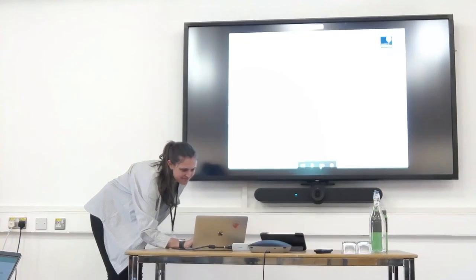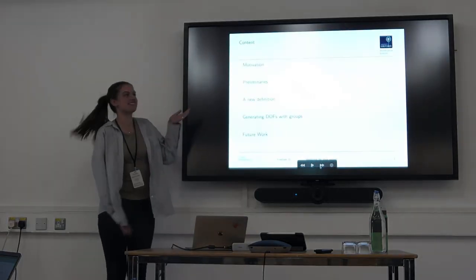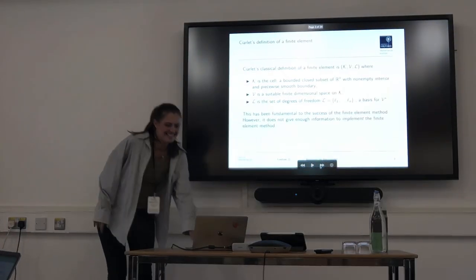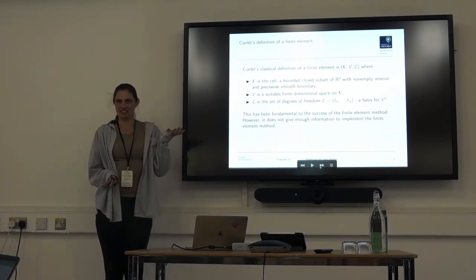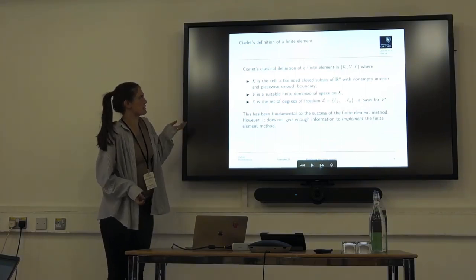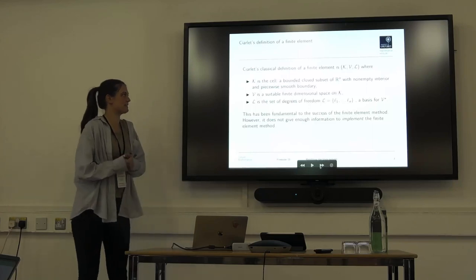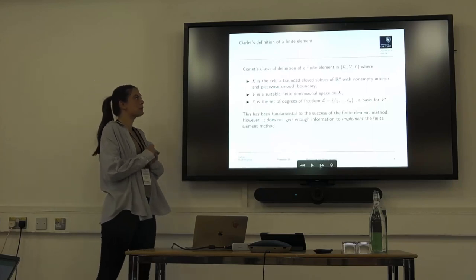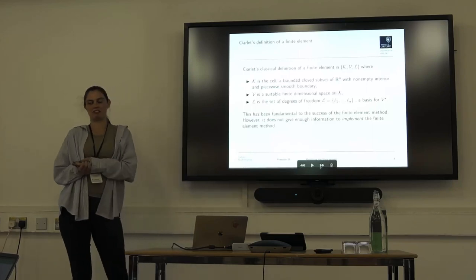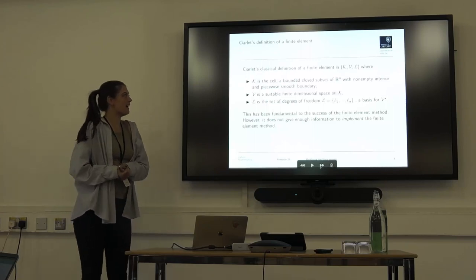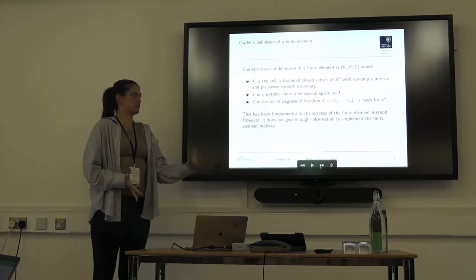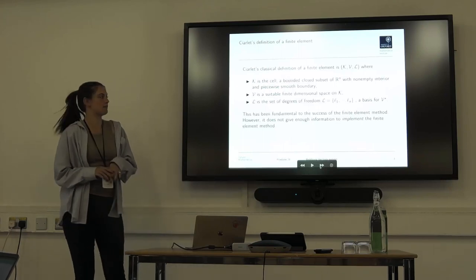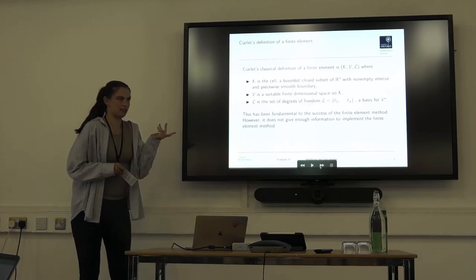Cool, okay, this is the content for the talk. We can skip that slide. So, to redefine the finite element, we need to look at the original definition. Historically, we've used Ciarlet's definition of a finite element, the (K, V, L) triple, where you have the cell K, a bounded and closed subset of R^n, V, the suitable finite dimensional space, and L, the set of degrees of freedom, which forms the basis for V*.